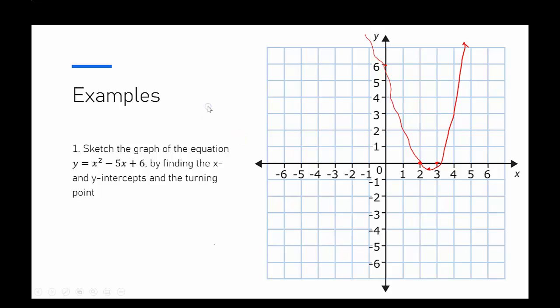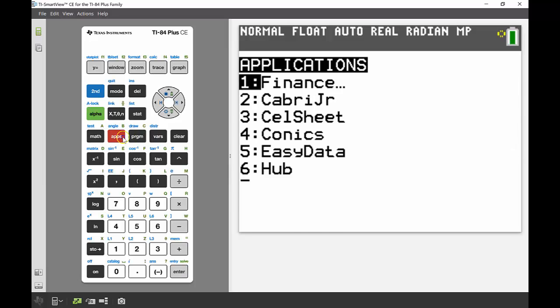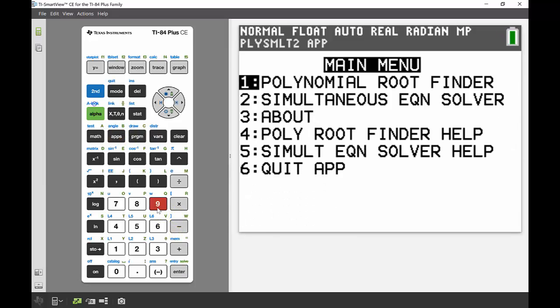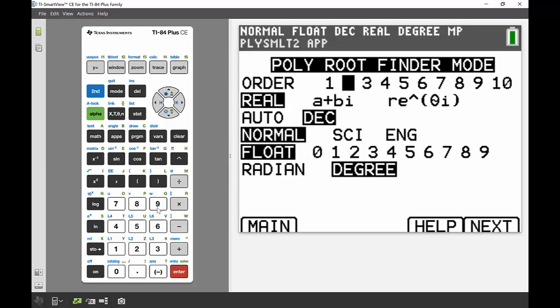My next example is looking at higher power. So we're looking at now a quartic function, so x to the power of 4 being the highest power. Okay, so back into my app again now down to number 9. We're still using the root finder because we're solving that equation. And now we want the order to be increased. So we're going to increase that to a 4.